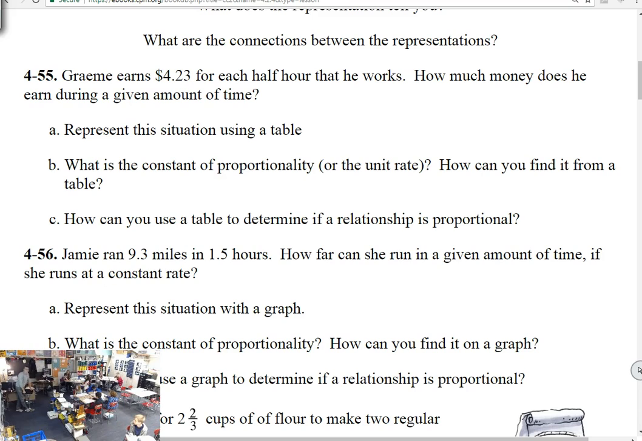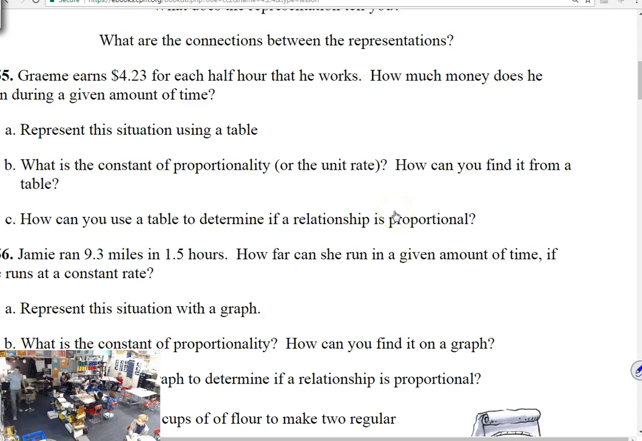Grammy earns $4.23 for each half hour that he works. What an awkward, like somebody was getting rid of pennies here, $4.23. So, how much money does he earn during a given amount of time? Let's make a table. Now, always, our time, is it independent or dependent? Independent because it doesn't care about you. Time doesn't care what you do. Time is independent. So make a table.